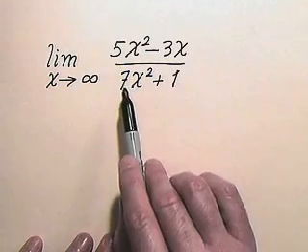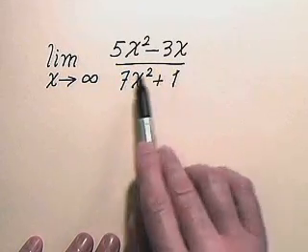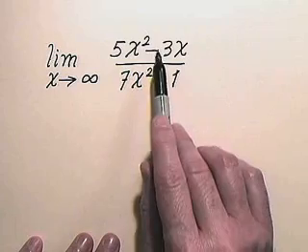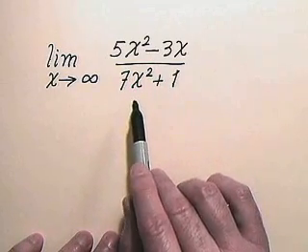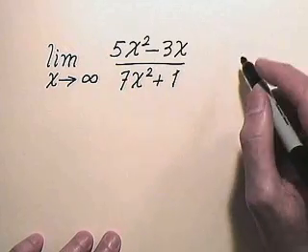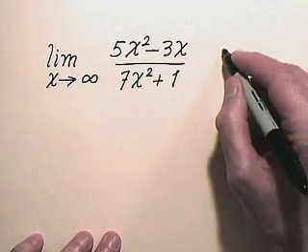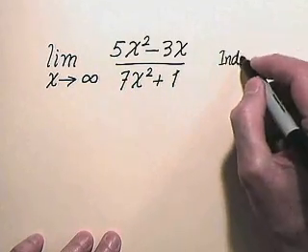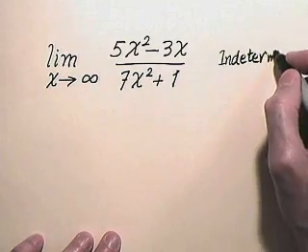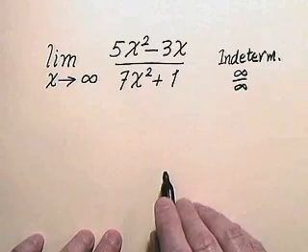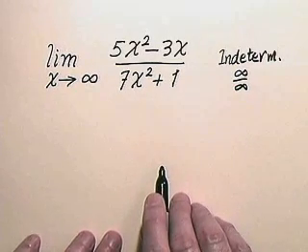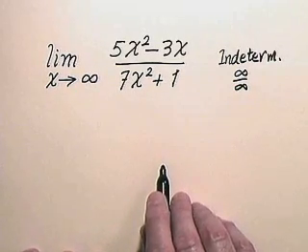Now, the same thing is true for the denominator. Both the numerator and the denominator are becoming infinite as x approaches infinity. And so we say this is an indeterminate form of the form infinity over infinity. And so that means it's a candidate for L'Hopital's rule.